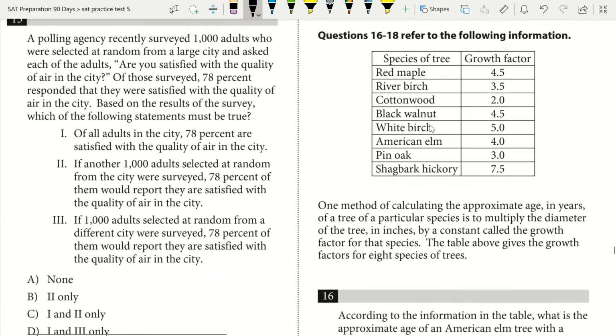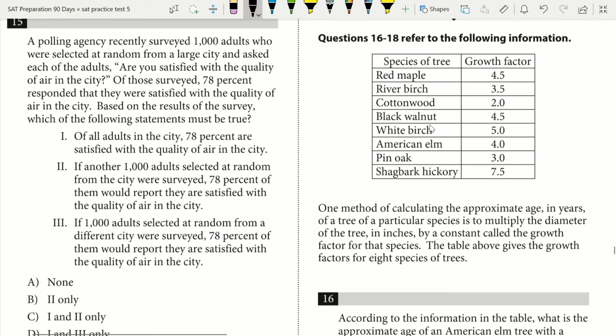All right, so I've got 3 statements here. I probably asked for which ones must be true. So I have a polling agency that recently surveyed 1,000 adults who were selected at random from a large city and asked each of the adults, are you satisfied with the quality of air in the city? Of those surveyed, 78% responded that they were satisfied with the quality of air in the city. Based on the survey, what must be true?